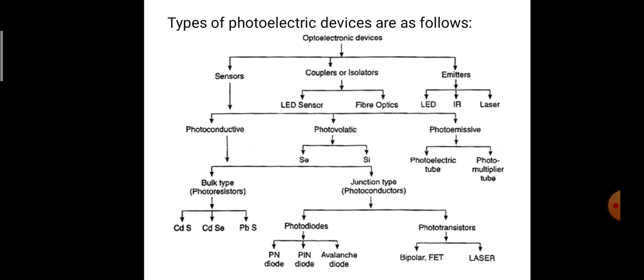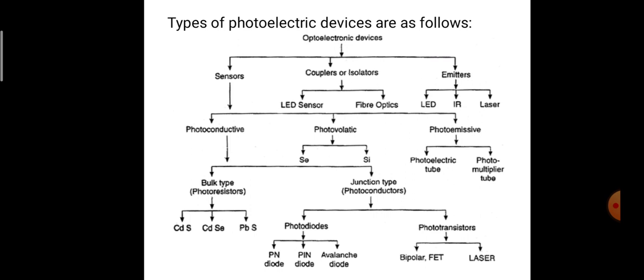Now we are discussing the junction type. Again there are two types: one is photodiodes and second one is phototransistors. The photodiodes are again classified into three types: PN diode, PIN diode, avalanche diode. Phototransistor again has two types: bipolar and FET, and second one is laser.